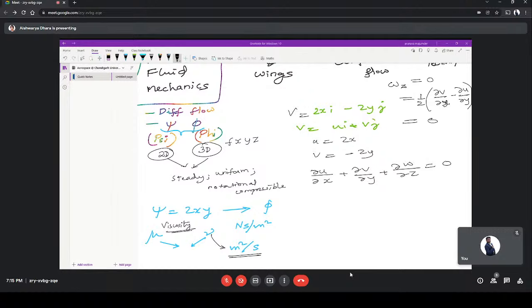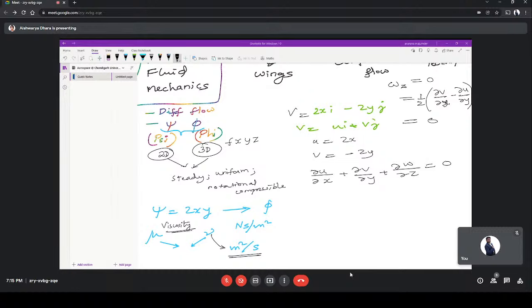Now moving forward to the next topic: airfoils and wings. Before starting with airfoils and wings, there are certain theorems that you have to remember. For example, there are combinations of flow, like source flow, sink flow, doublet flow, line vortex, and superimpositions of those flows. This again plays a very important role.